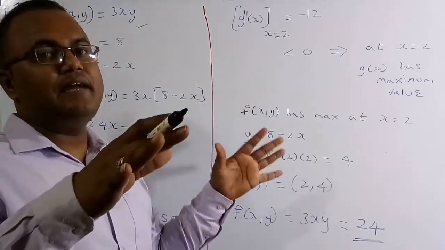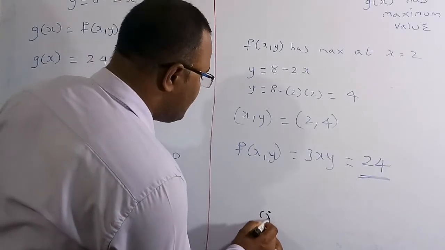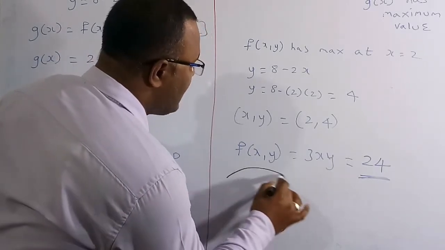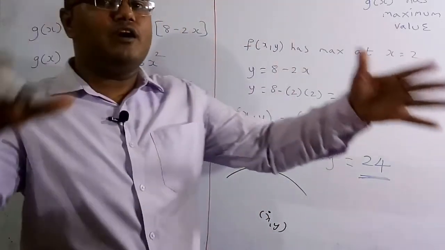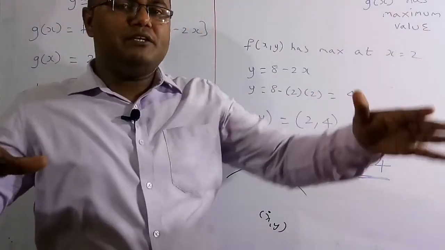Basically it is a three-dimensional figure. You can visualize this here. At a particular value of x comma y, we are going to get a maximum value, and we are going to get it in the form of a 3D picture.